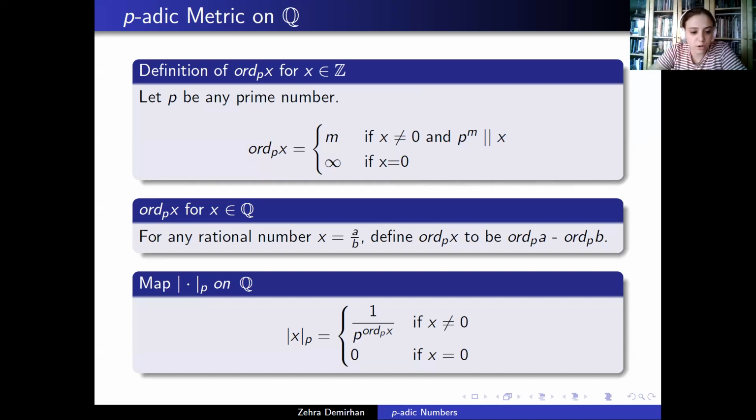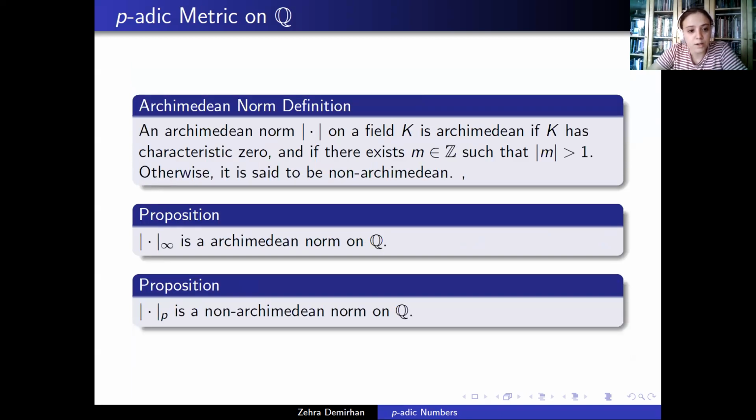Now let's define our map, the norm p, on rationals. Here, norm_p(x) equals 0 if x is 0, and it equals 1 over p to the power order_p(x) if x is not equal to 0. Let's move on. Here is an important definition, which is the Archimedean norm definition. A norm on a field K is Archimedean if K has characteristic 0. I would like to state that from now on, this field K will be the rational numbers in my presentation. And if there exists an integer m such that the norm of m is greater than 1, we say that this norm is an Archimedean norm. Otherwise, it is said to be non-Archimedean.